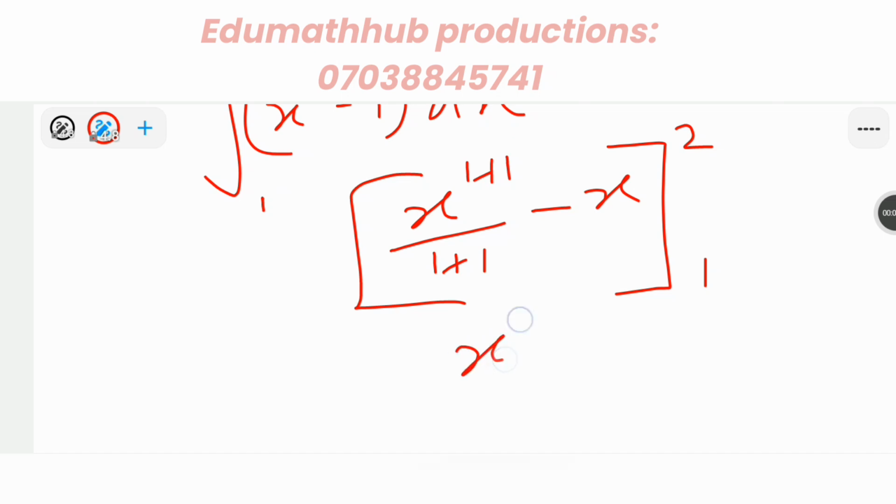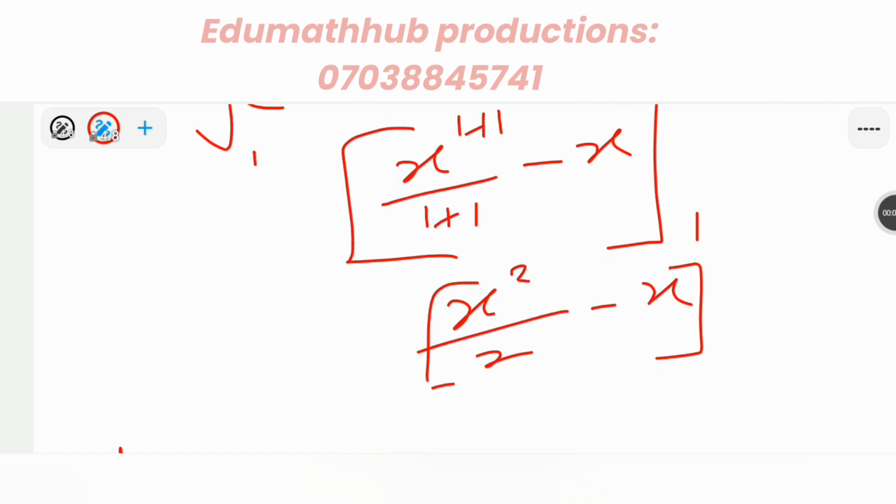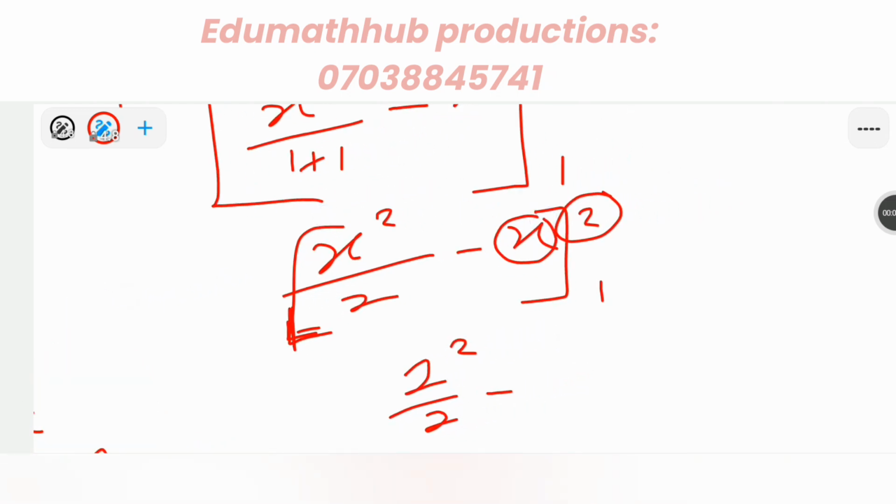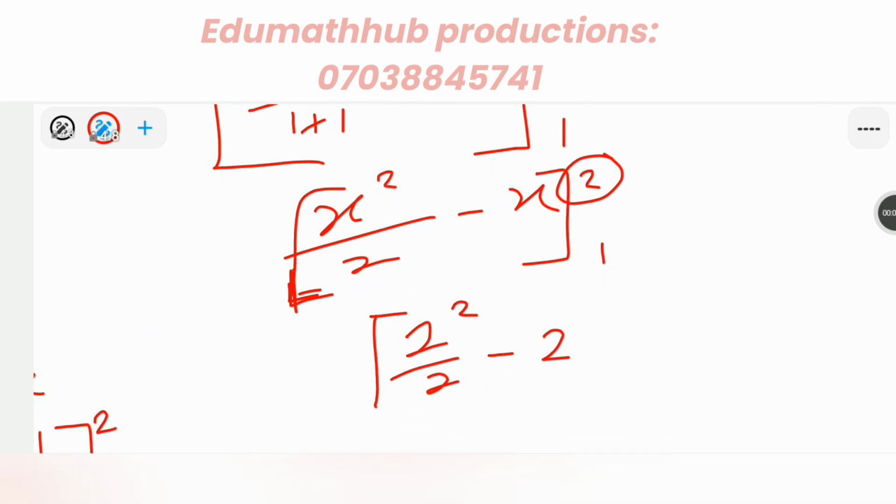1 plus 1 is 2. You have x squared over 2 minus x. So you put the limits now. So anywhere you see x, first of all, put in 2 there. Start with the upper limit, which is 2. So there's x here. I'm going to put 2 there. So that will be 2 squared over 2 minus, there's another x here. So I'm going to put 2 there, minus 2. So that's for the upper limit.